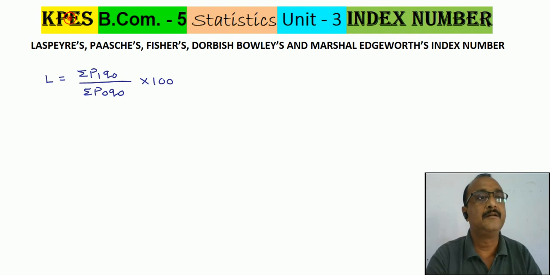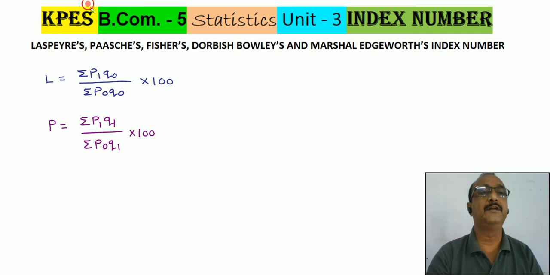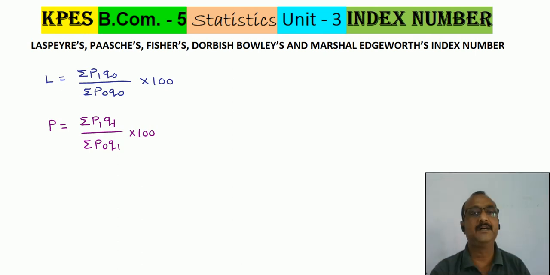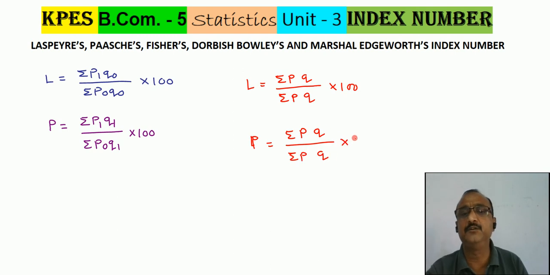Second one is Paasche's index number, P equals sigma p1 q1 upon sigma p0 q1 into 100. These two formulas are very important, because the remaining formulas depend on these two. See how to remember this formula: in the Laspeyres formula and also in Paasche's formula, sigma PQ over sigma PQ is common, into 100.